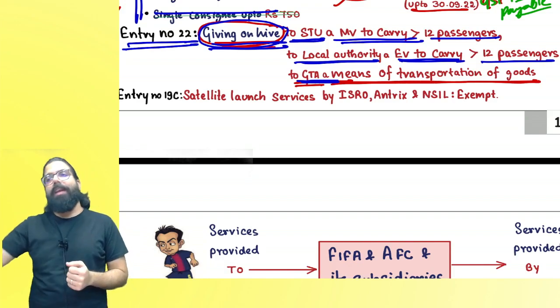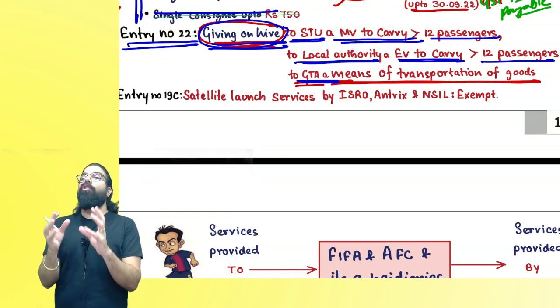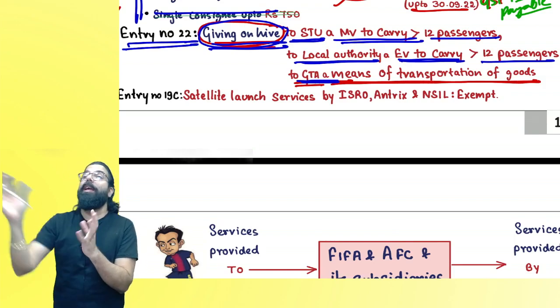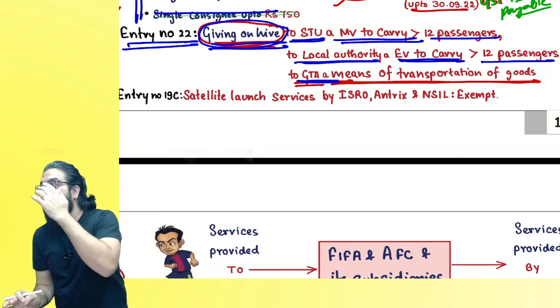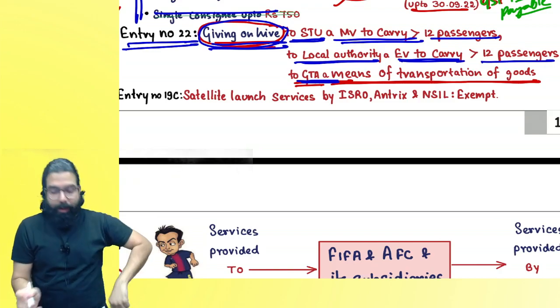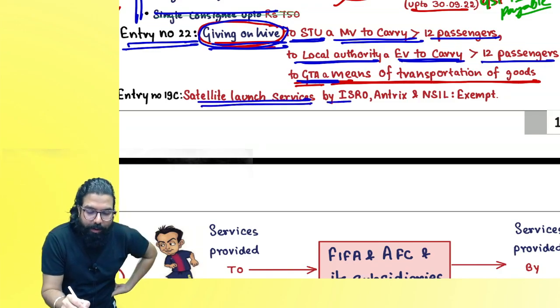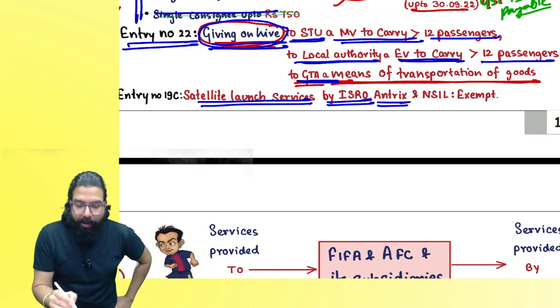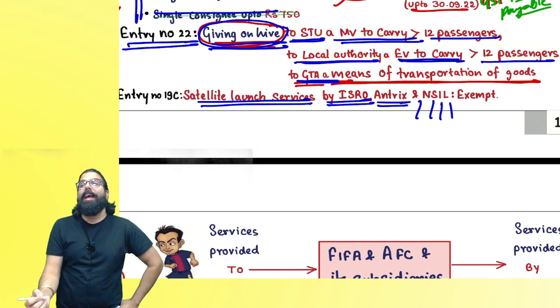Balu went ahead and made one satellite. He came to ISRO and told ISRO, please put it in a rocket and send it to space. ISRO gives him satellite launch services. Are we clear? Always remember, satellite launch services given by ISRO, the Indian Space Research Organisation, or Antriksh Limited, New Space India Limited, NSIL.